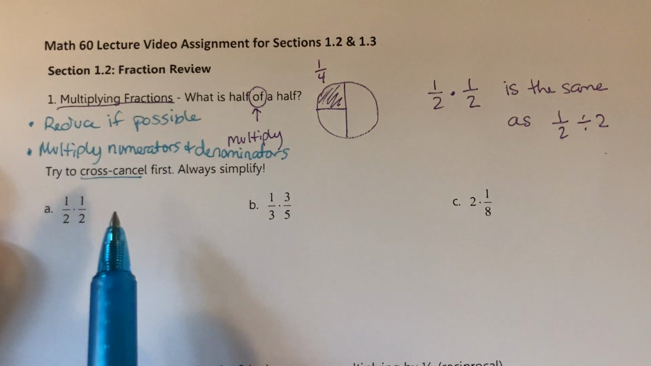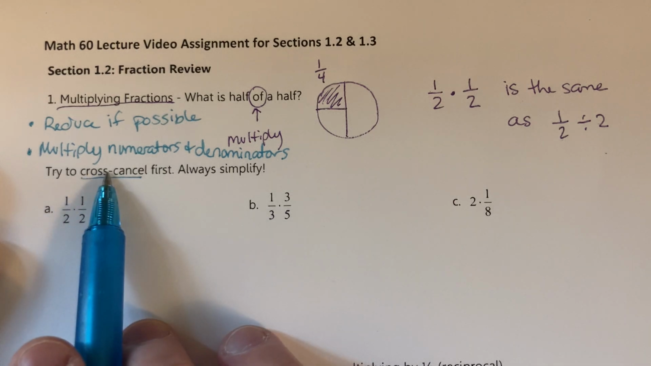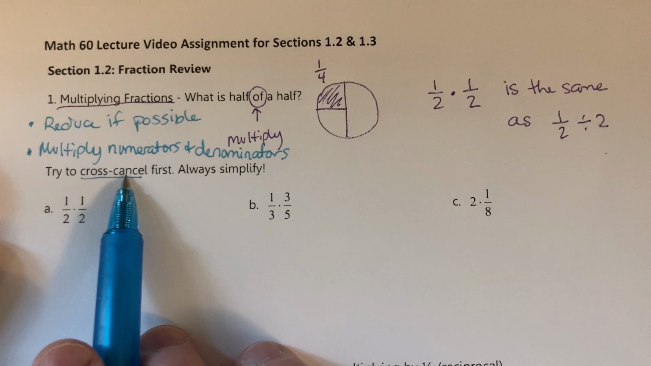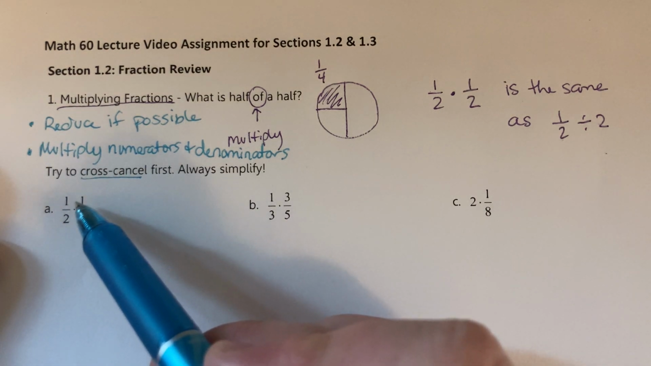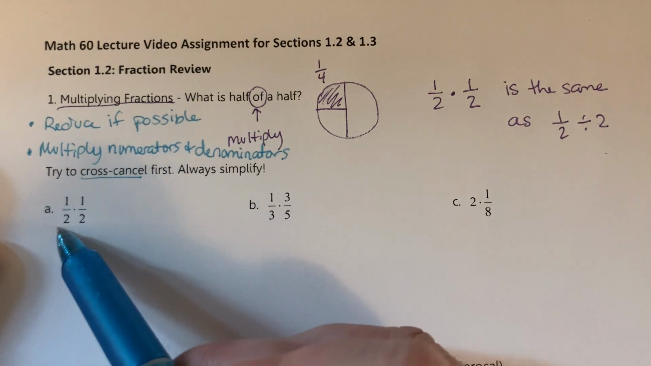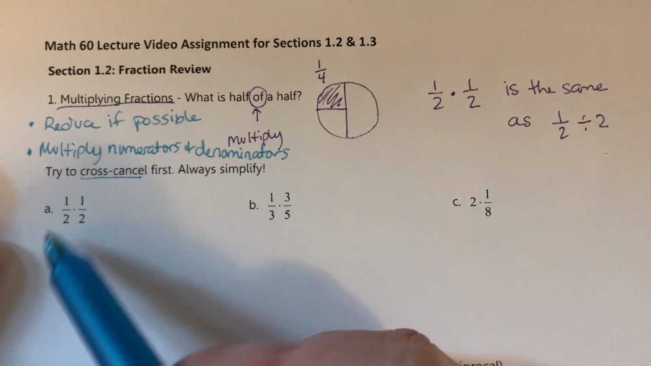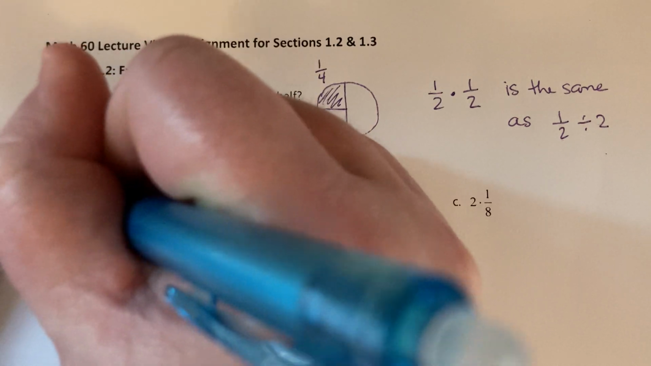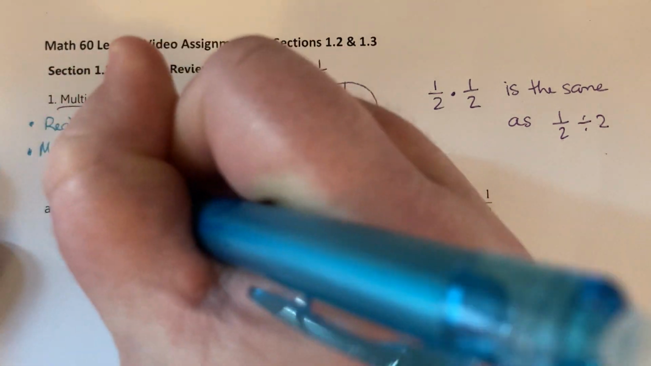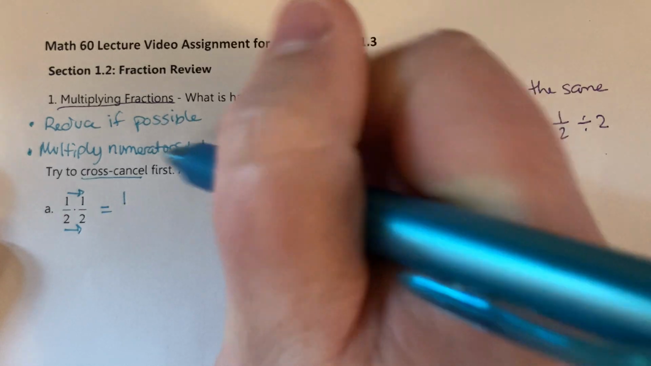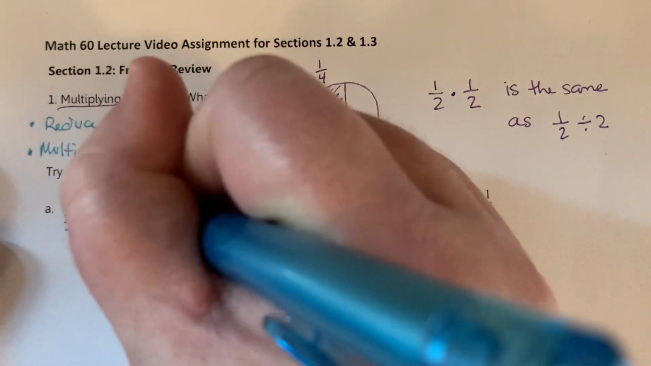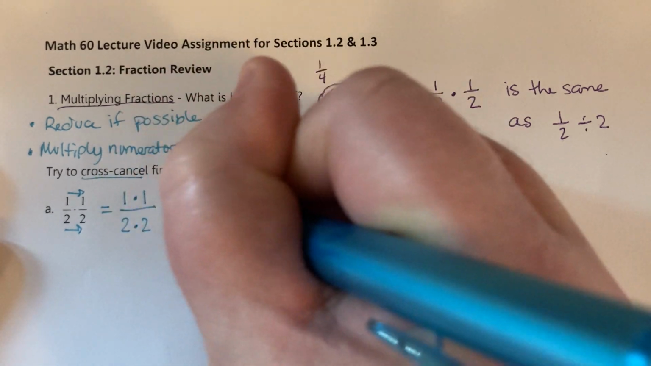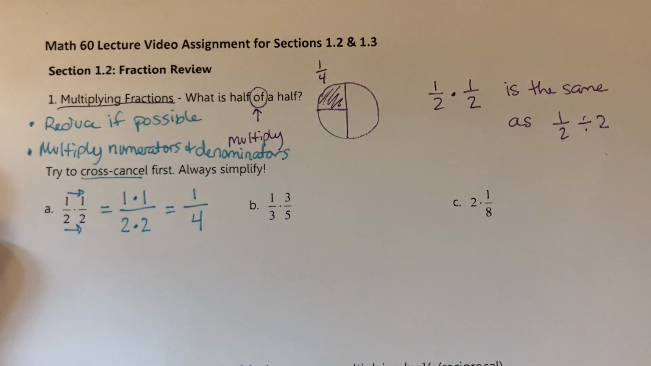All right, so let's do an example. So first, to see if it reduces, we would look along the diagonals, and that's what cross cancel means. So for example, if 1 and 2 had a factor in common, we could reduce it before we multiply. Here we can't, so we're just going to multiply across the top, across the bottom, or multiply numerators, which would be 1 times 1, and multiply denominators, which would be 2 times 2. 1 times 1 is 1, 2 times 2 is 4.